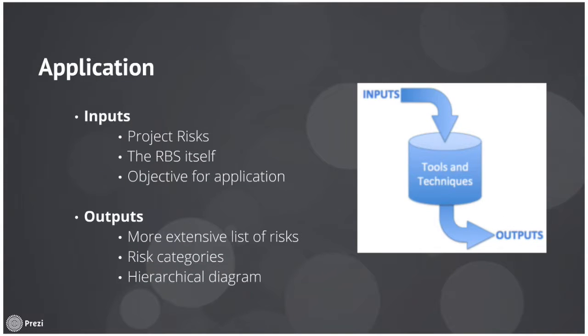Application. The inputs for application are the project risks, I guess the risk breakdown structure itself, and then the objective for application. And the outputs would be more extensive lists of risks, and then the risk categories, which was just shown, and then you'll actually have the hierarchical diagram.